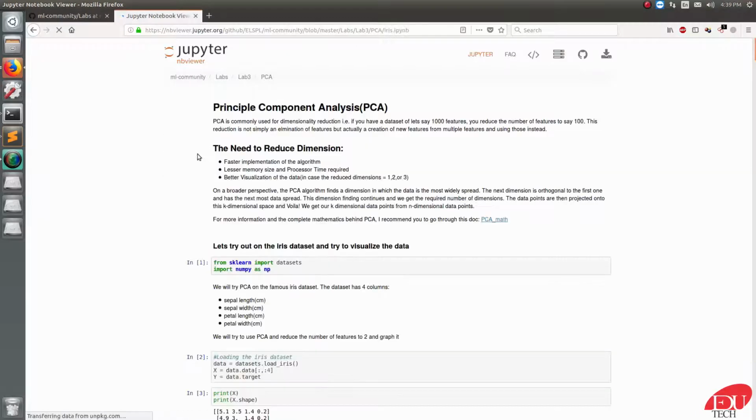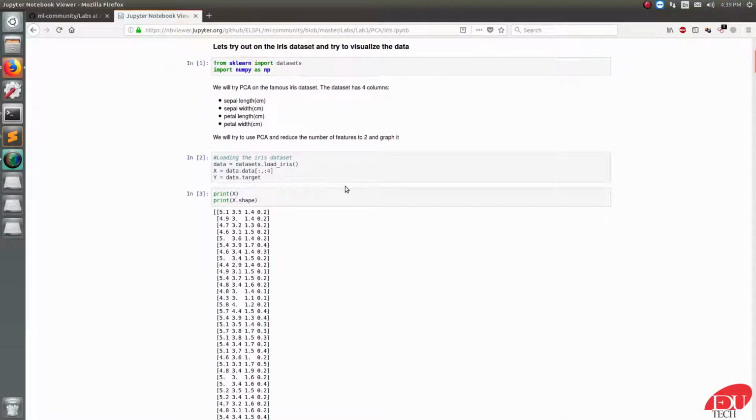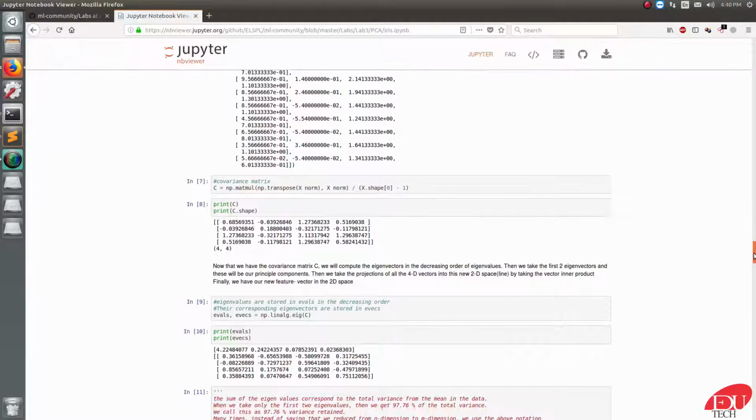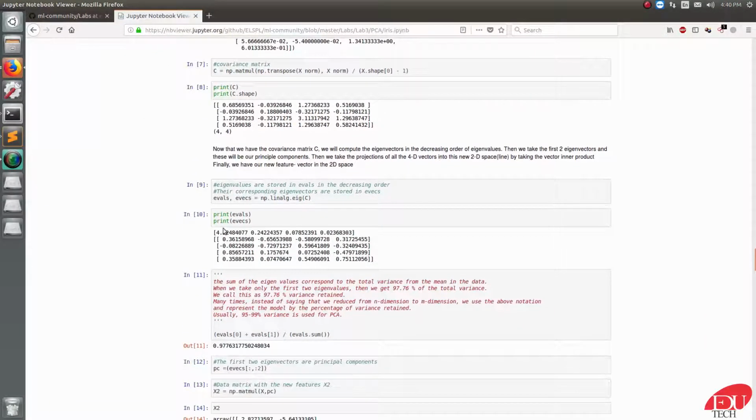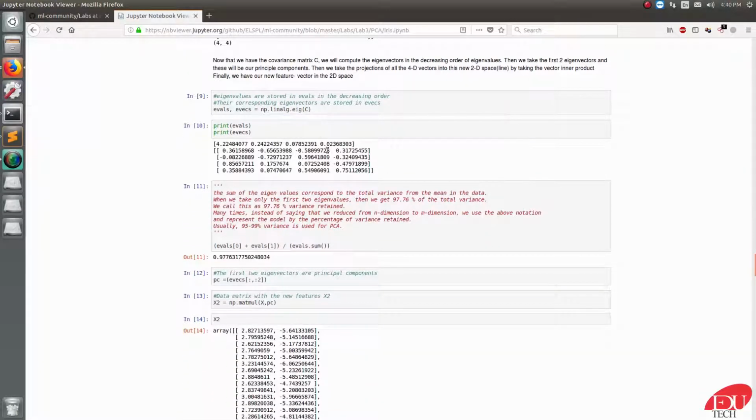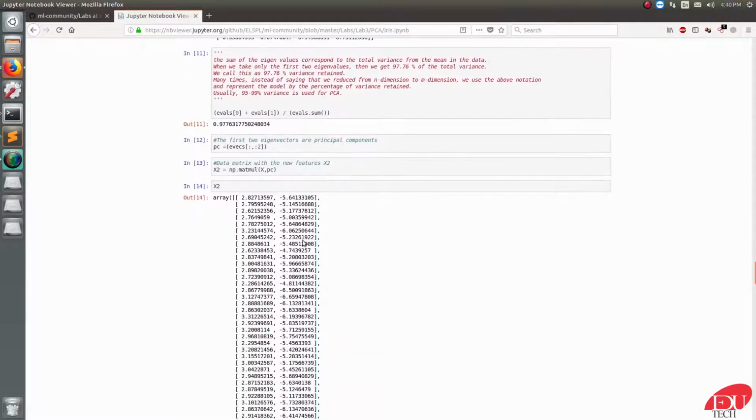So I've applied PCA on the famous iris dataset. There's theory, and again there's code. Yeah, so we apply PCA here. Here's the covariance matrix, and here are the eigenvalues and eigenvectors, and we take the first two since they correspond to 97% of the variance, and we want to visualize it on a 2D plane.